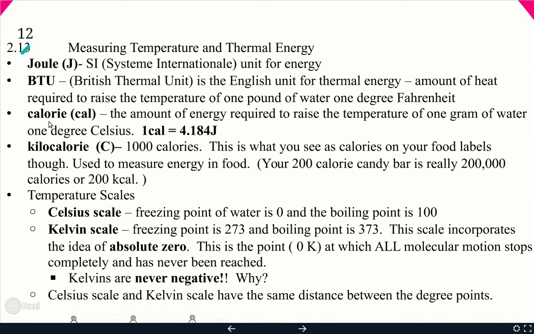But a little c calorie is a chemistry calorie. It's what we use more often. A kilocalorie is a food calorie, pretty much.